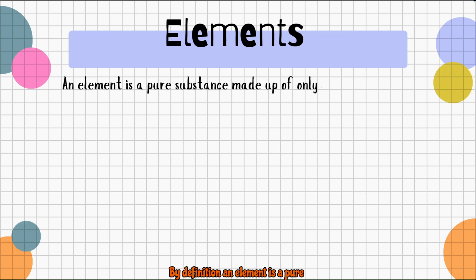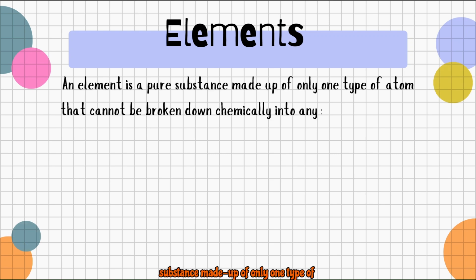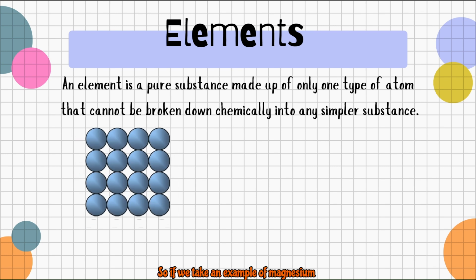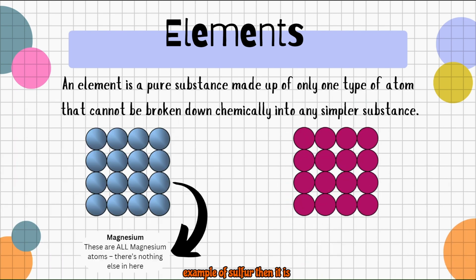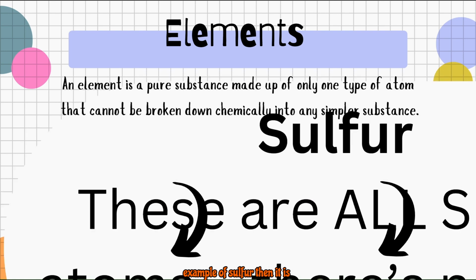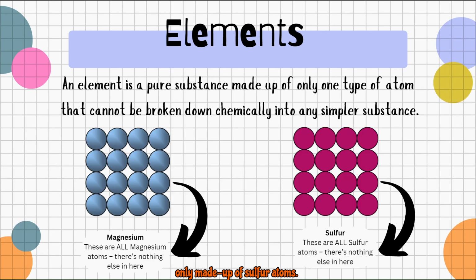By definition, an element is a pure substance made up of only one type of atom. An element cannot be broken down chemically into any simpler substance. So if we take an example of the element magnesium, then it is made up of only magnesium atoms. And if we take an example of sulfur, then it is only made up of sulfur atoms.